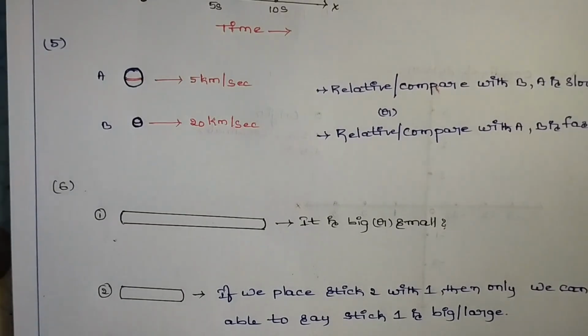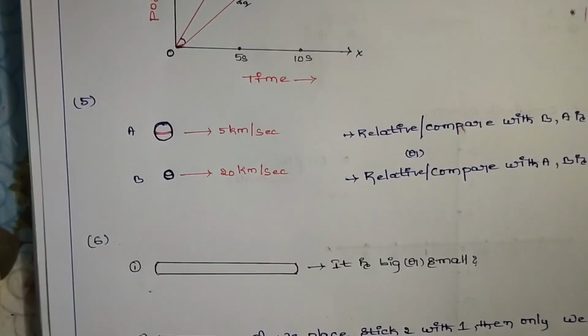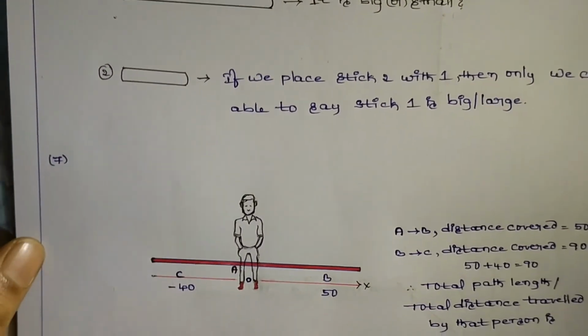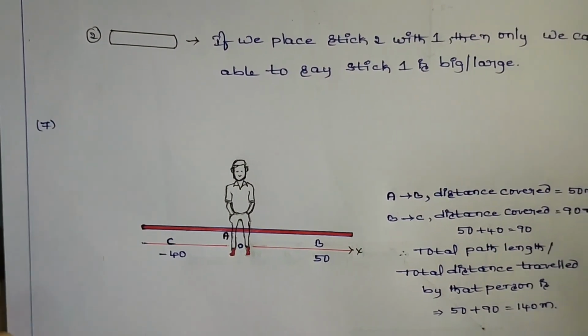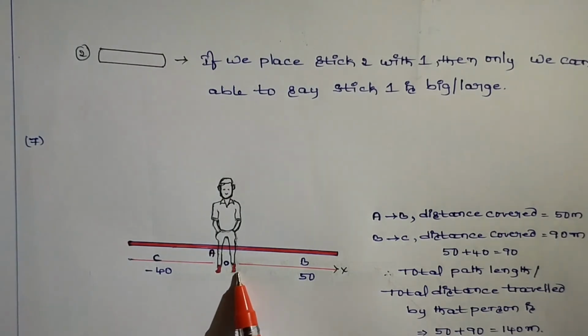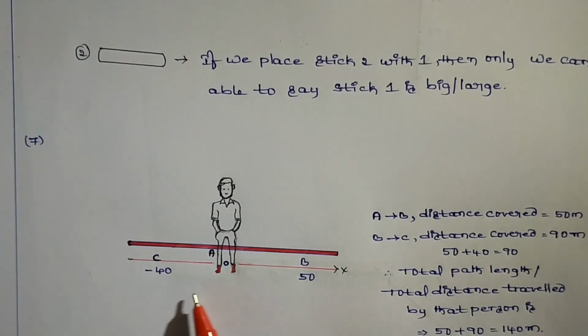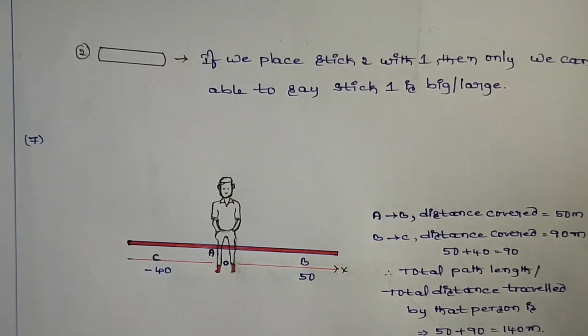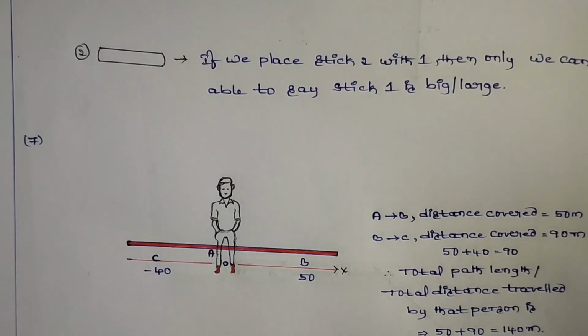Next, we have to consider another topic, that is path length. Here, let us take this boy standing at the origin. Consider the motion of the person along a straight line, because here we confine ourselves to rectilinear motion, as the topic is motion in a straight line.